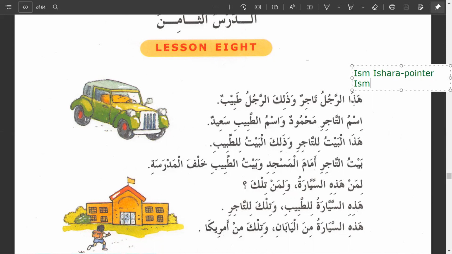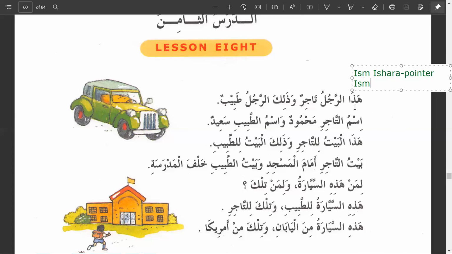So hadha rajulu. What does it mean? Haza means this. Rajulu means man. So, this man.